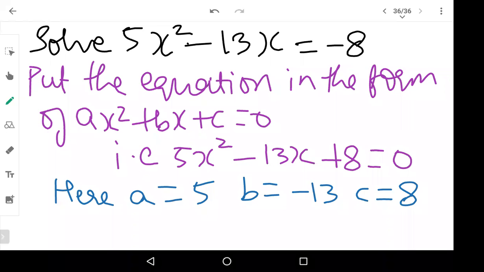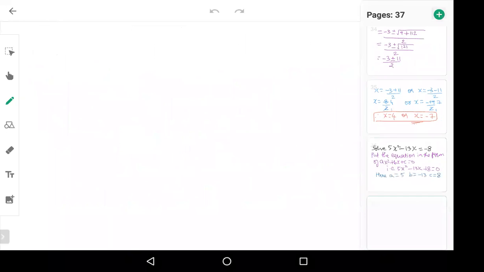Give it a try. x is equal to 1, or x is equal to 8 by 5. Correct. x is equal to 1 or x is equal to 8 by 5. Correct. Okay. Let us solve this.